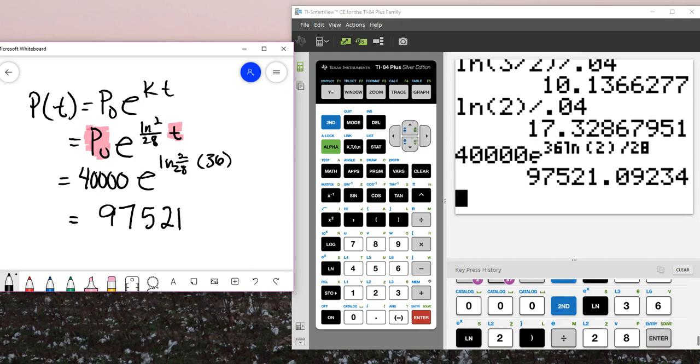And I just want to make a quick correction just in case this confused anybody. This is natural log of 2 over 28. I didn't want anybody to think that 28 was inside the log. Okay, so after 3 years, our population grew from 40,000 to 97,521.